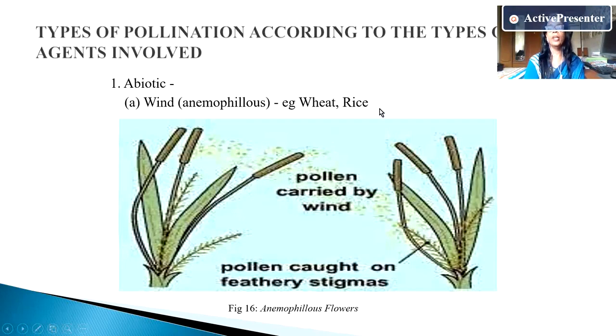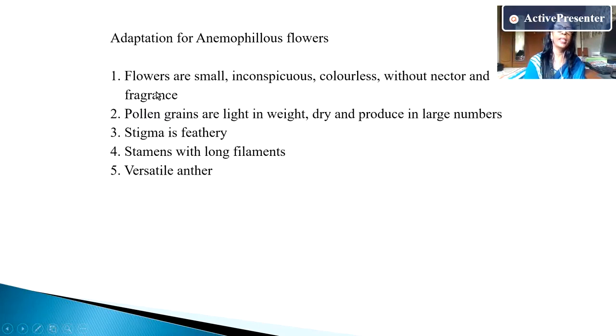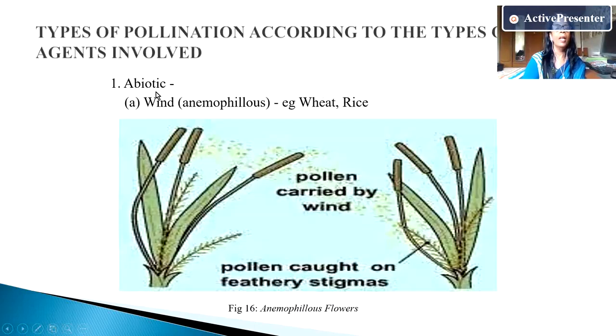Types of pollination according to the agents involved: abiotic agents and biotic agents. In cross-pollination, some agent should be there to carry the pollen grain from anther to stigma. If the agents are abiotic, like wind, that pollination is known as anemophilous. Don't get confused: anemophilous does not mean animals. It is by wind. Wind pollination is otherwise known as anemophily. Examples are wheat, rice, etc.